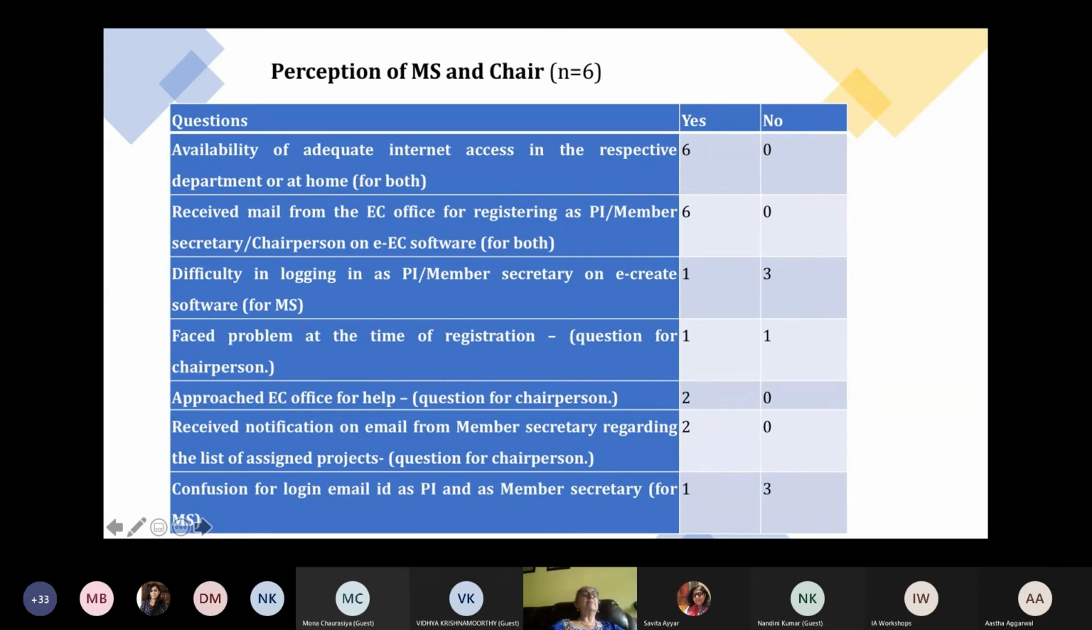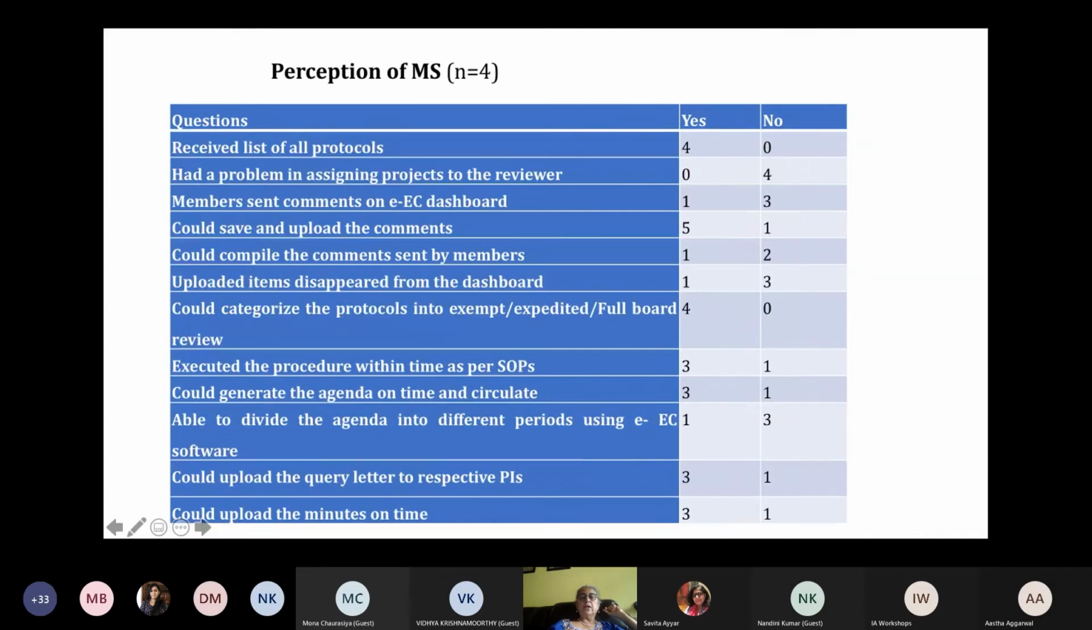As I told you, these people are very senior people and therefore they don't have intuitive relationships with their computers. So many of them did approach the EC office for help. They received notification regarding assigned projects, and confusion for login was not there as much. The member secretary received all project protocols, so they could upload the minutes on time, they could work on time. Everything was done as per the requirements.